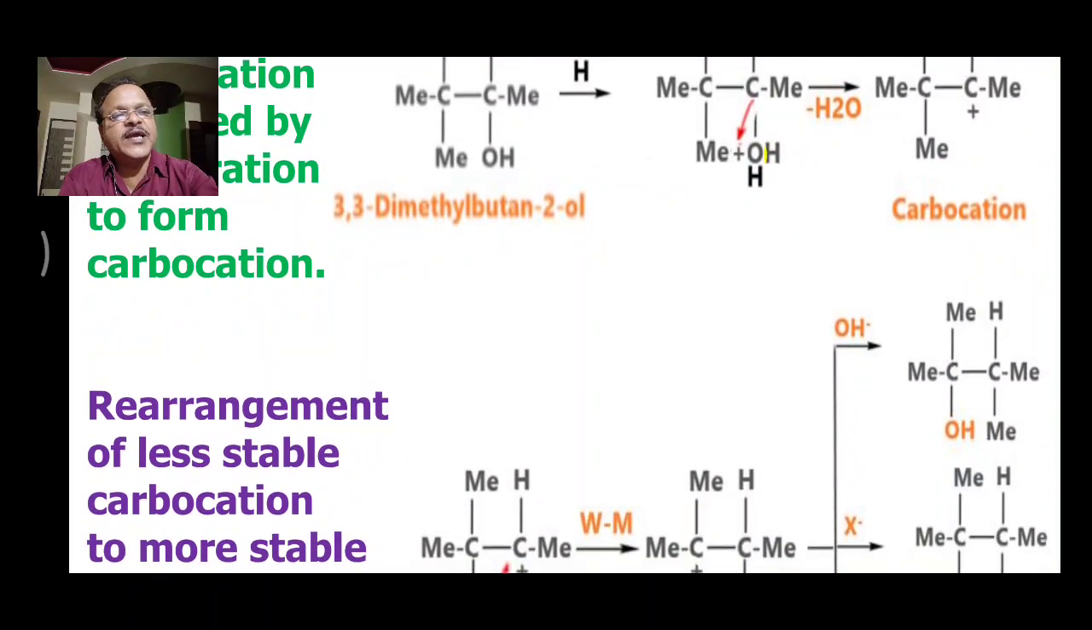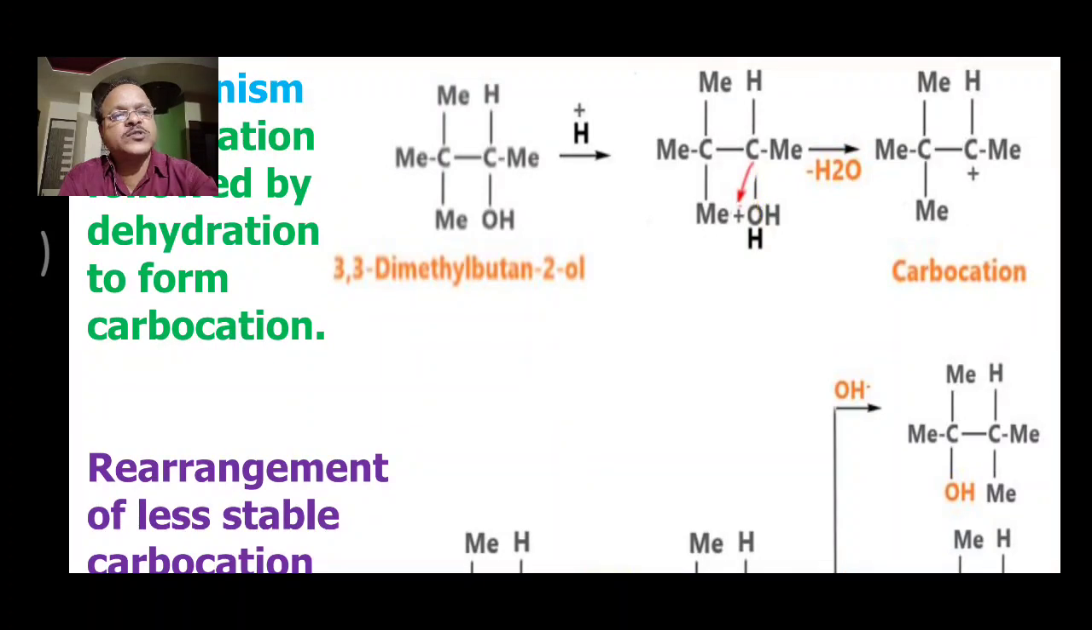Now this C-O bond breaks heterolytically, which is shown by a red arrow, and there is elimination of a water molecule. As a result, we obtain this carbocation. This carbocation is a secondary carbocation. This is the first step, formation of carbocation.